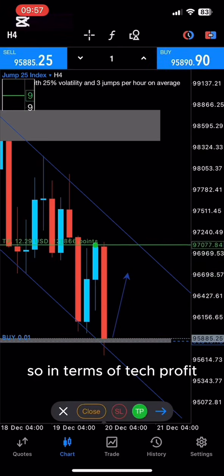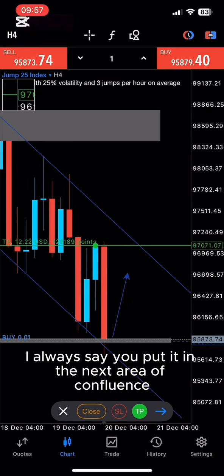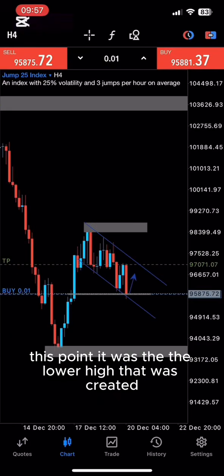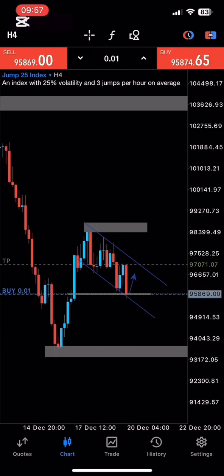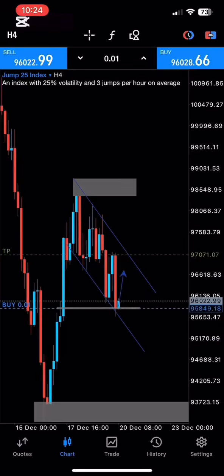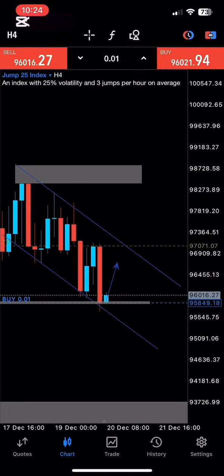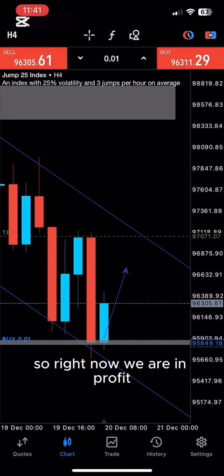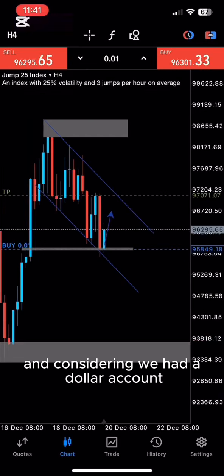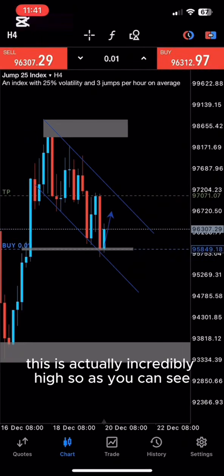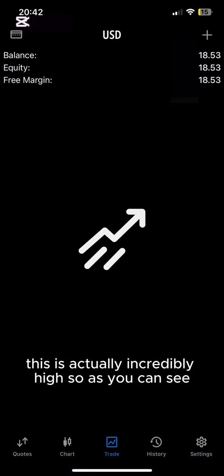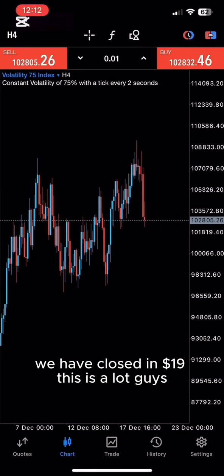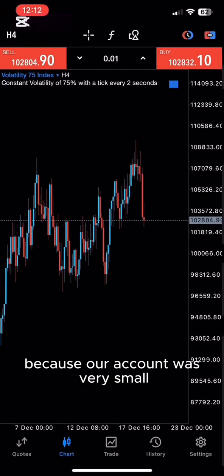So in terms of take profit, I always say you put it at the next area of confluence. At this point, it was the lower high that was created. So right now we are in profit, and considering we had a dollar account, this is actually incredibly high. So as you can see, we have closed in $19. This is a lot, guys, because our account was very small.